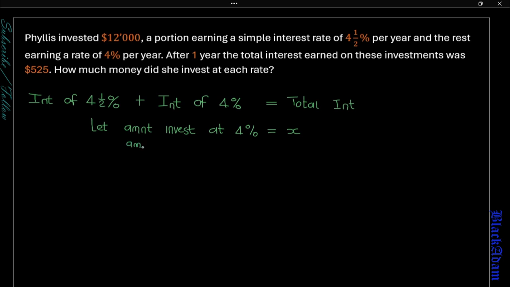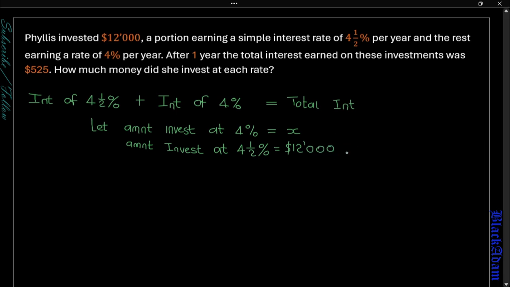And then the amount invested at 4.5% is going to be 12,000 minus x. If we know one part, then the remaining part is the other part that we don't know. Alright, so we now have both situations in terms of x.